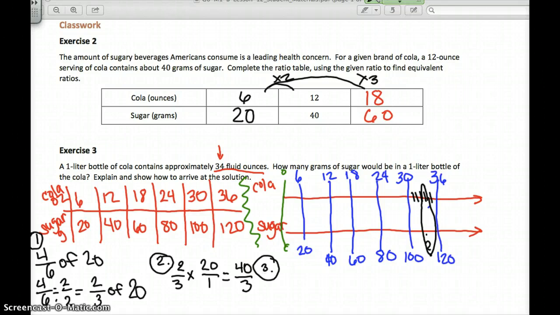Let's use a different color. Step 3 is to change 40 over 3 into a mixed number. It is an improper fraction, and we're changing it to a mixed number. So 40 is going to go inside the box, divided by 3. 3 can go into 4 once, which is going to leave me with 1 left over. Bring down my 0. And 3 can go into 10, 3 times, which is 9. So I'm going to have 1 left over. It's out of the box, but I have 1 left over.